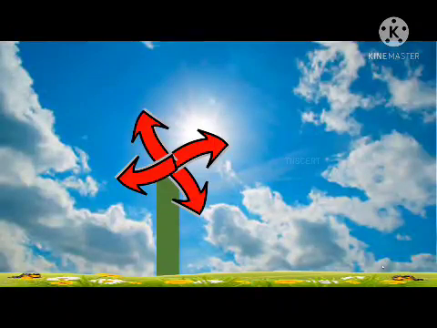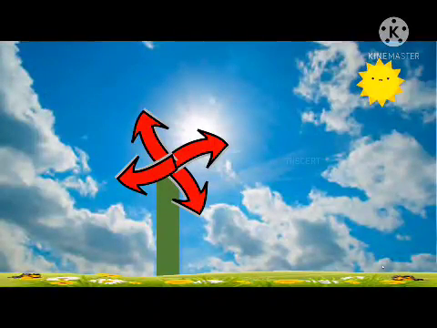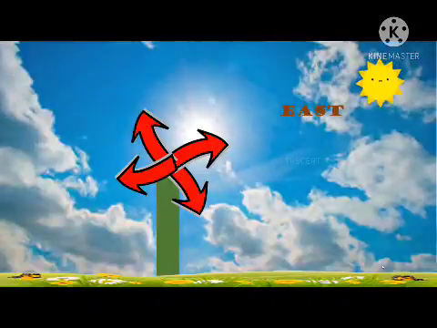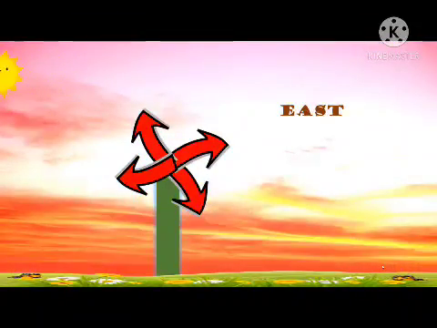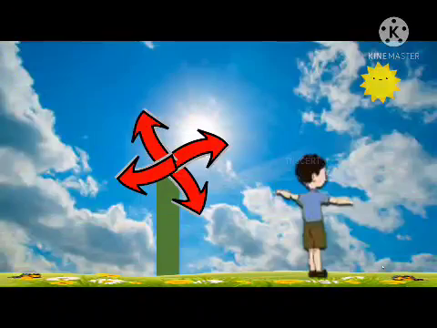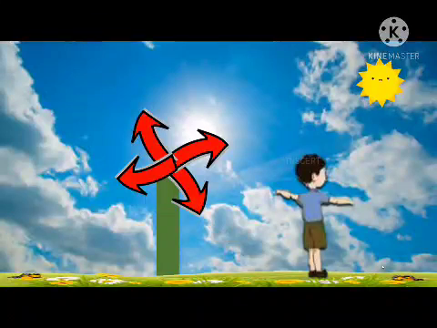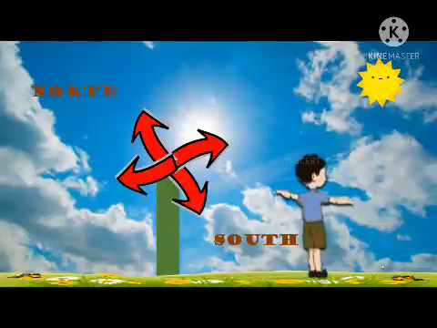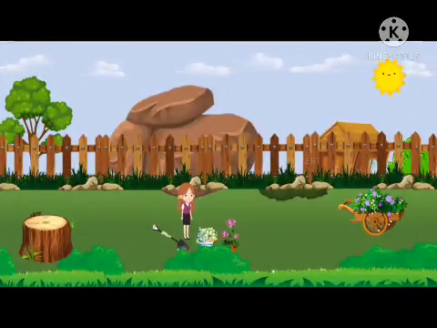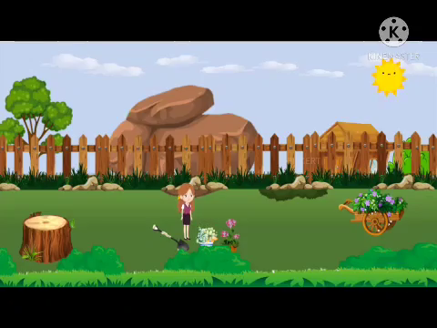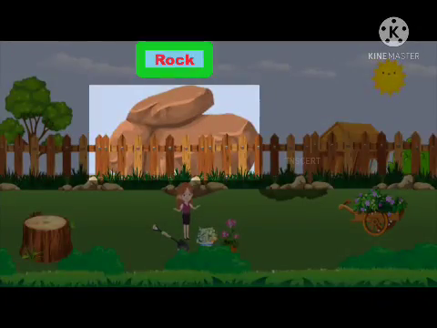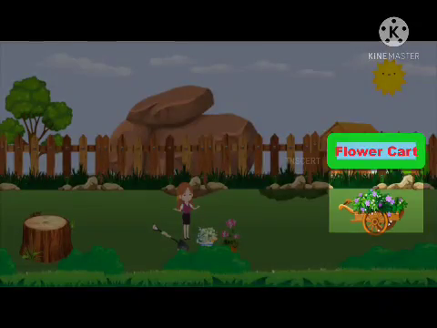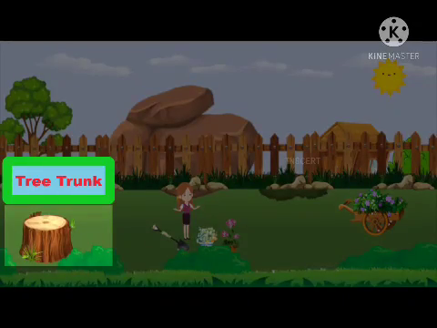We mention the direction based on the position of the sun. The sun appears to rise in the east and set in the west. To your right is south. To your left is north. Look here. In the center is Meera. To her south are the flower pots. To her north are the rocks. To her east is the flower cart, and to her west is the tree trunk.